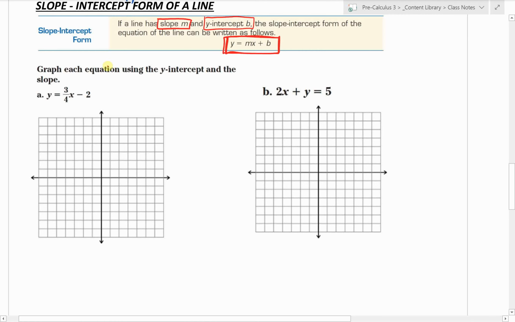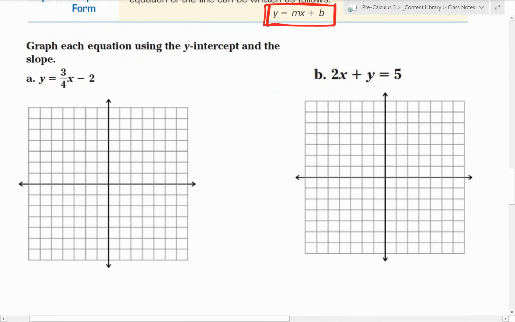If I look at this one right here, we have y equals 3/4 x minus 2. So we can identify slope right away. Slope is the coefficient on x. This is important. Slope is 3/4. Slope is not 3/4 x. Slope is 3/4, just the coefficient. Okay, and the y-intercept is given by -2.